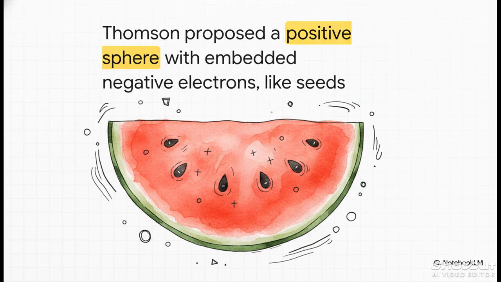He basically pictured the atom like a watermelon. The red, edible fruit represents this giant sphere of positive charge, and the seeds scattered throughout are those negative electrons he discovered. It was actually a pretty great first attempt, because it successfully explained electrical neutrality. The positives and negatives canceling each other out. But as we're going to see, it failed pretty miserably when subjected to later physical tests.